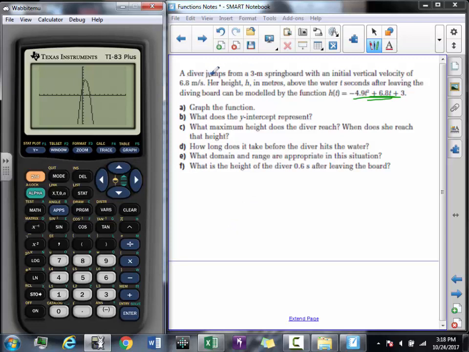It says a diver jumps from a 3-meter springboard with an initial velocity of 6.8 meters per second, and her height in meters above the water after leaving the diving board can be modeled by this function. Well, now look at this graph. It's like it's going up and then back down. If I were a diver, hopefully I don't kill myself here, about to dive off the diving board, what's going to happen? I'm going to go up and down. Isn't that what's happening right here? She's going up and down. Does that make sense so far?